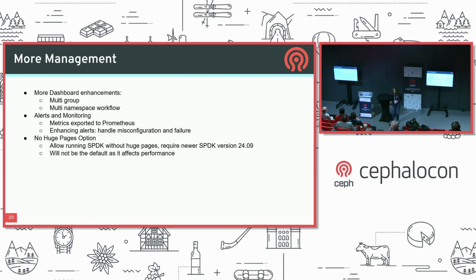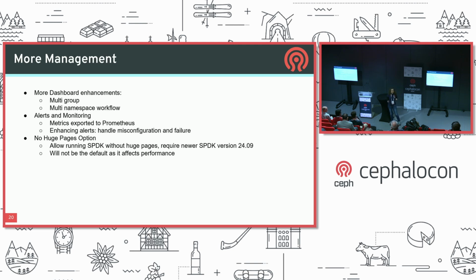More management: we are enhancing the dashboard with more workflows, multi-group and multi-namespace workflows, to make it easier. Alerts and monitoring, we already have. You can see the NVMe-oF gateway status in Ceph health, but there's always room for improvement. We're adding more alerts about misconfiguration and error conditions, that's also coming up.